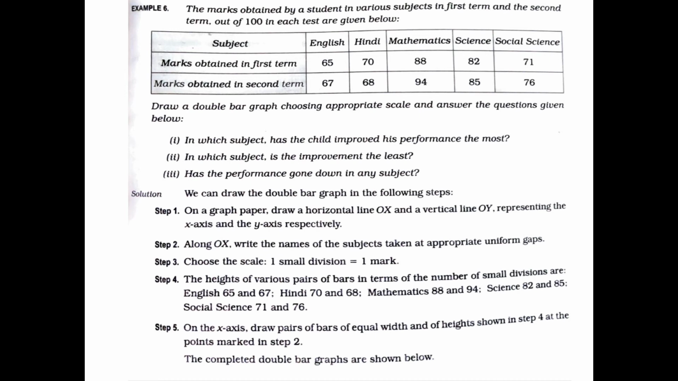English: in the first term he got 65, but in the second term 67. Hindi: first term 70 and second term 68, so he got less. Mathematics: 88 in the first term and 94 in the second term. Science: 82 marks, then 85 marks in the second term. Social Science: 71 marks in the first term, 76 in the second term. So he got increasing marks from the first term to the second term. Only in Hindi did he get fewer marks in the second term.